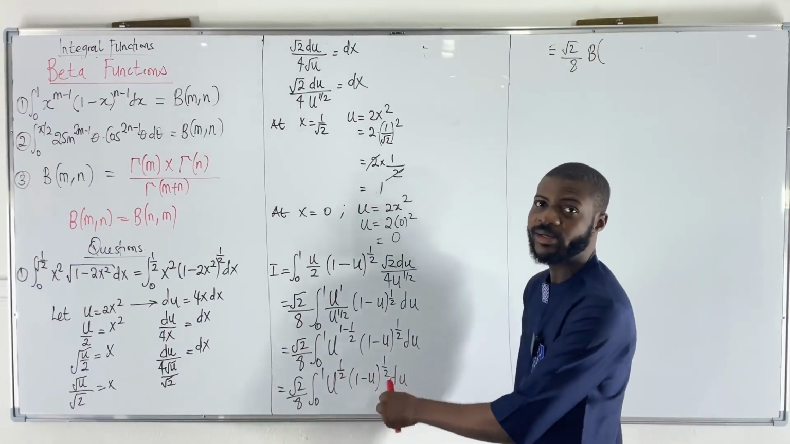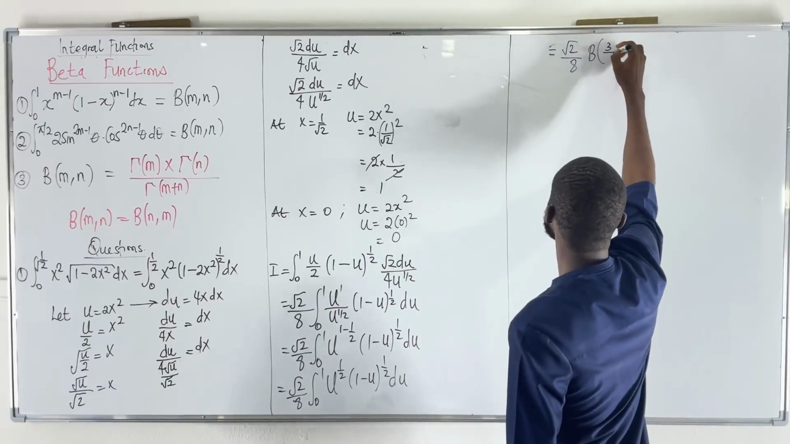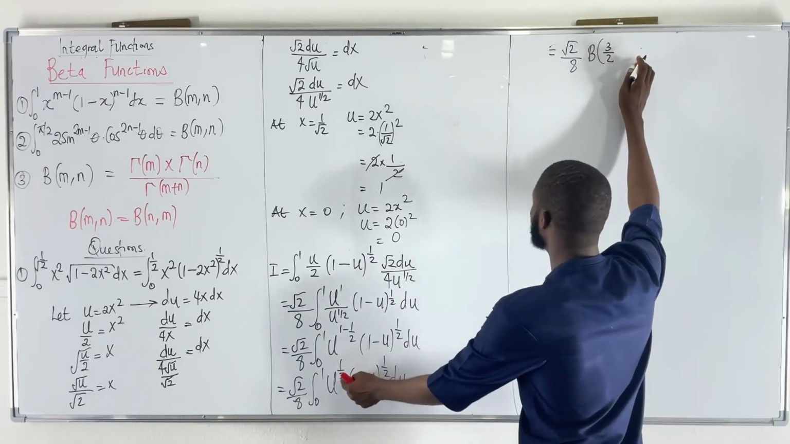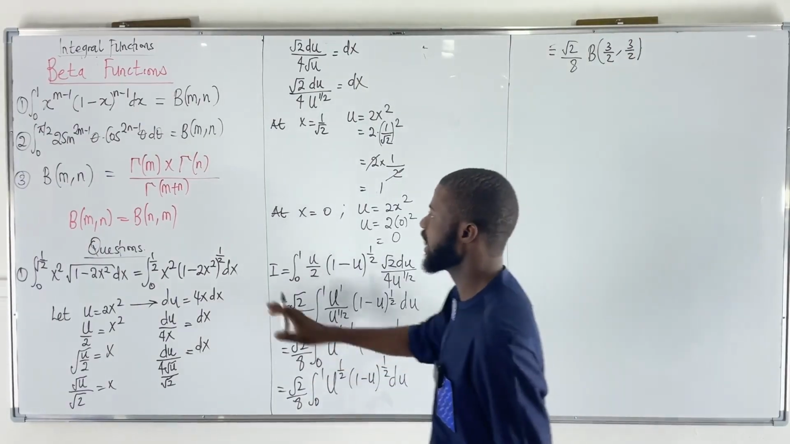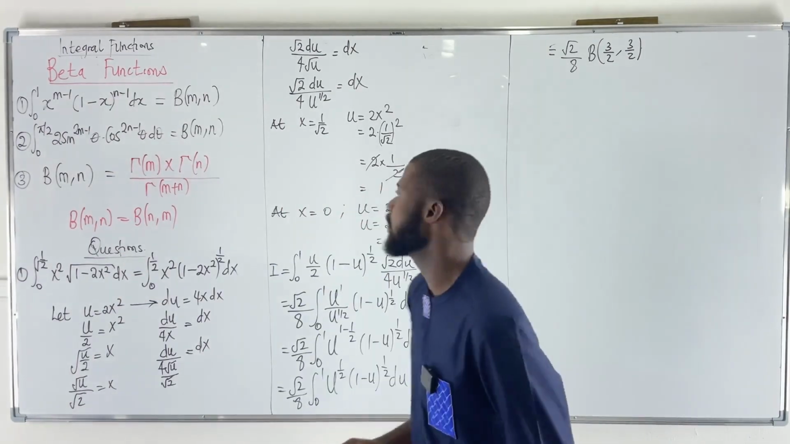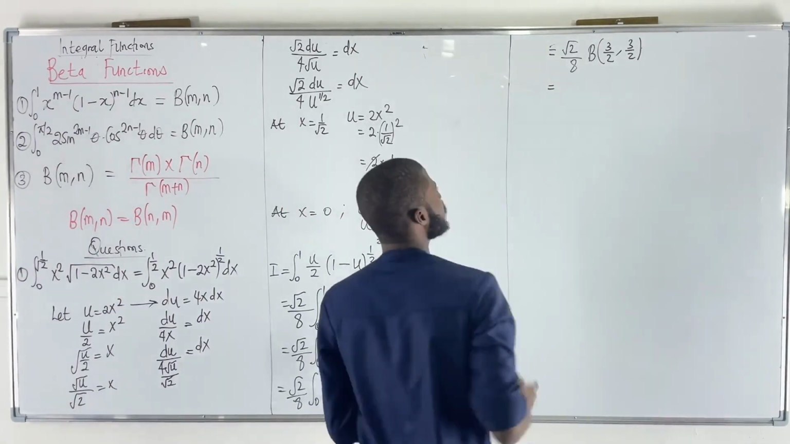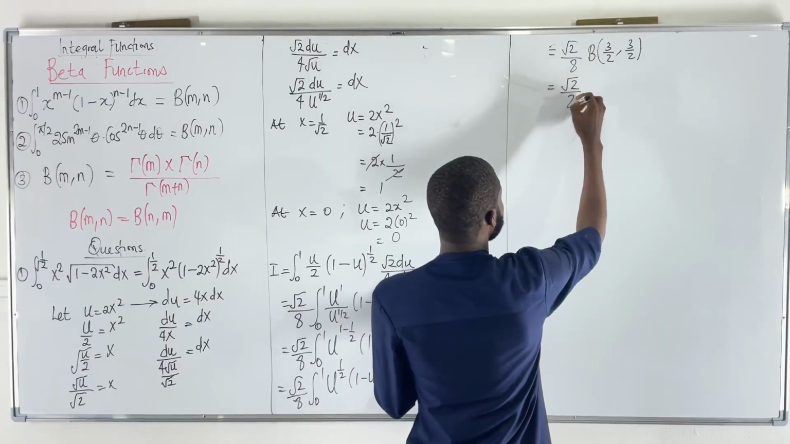Remember that you're always adding 1 when you want to write in terms of beta. So this will be 3 over 2. Half plus 1 is 3 over 2. And then 3 over 2 again. If this is standard form, you're always going to be adding 1 from that. Okay. Now, this will be root 2 over 8 times.